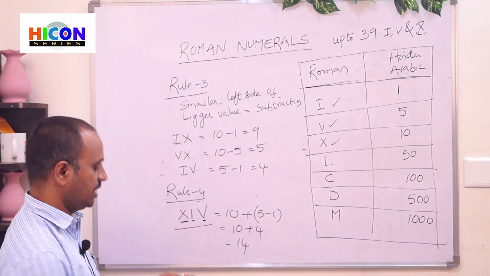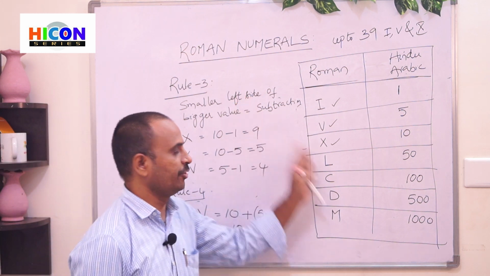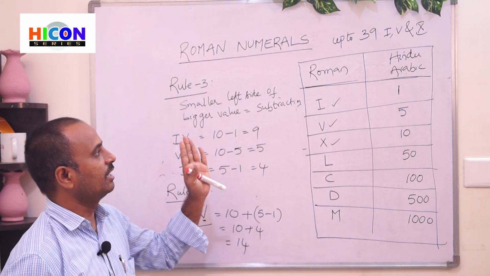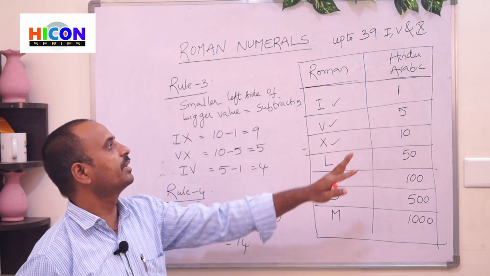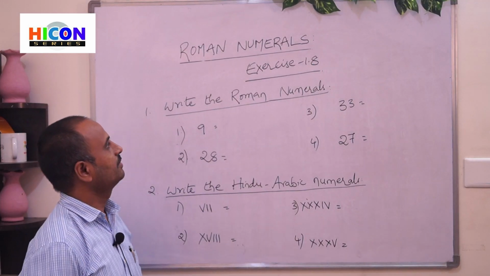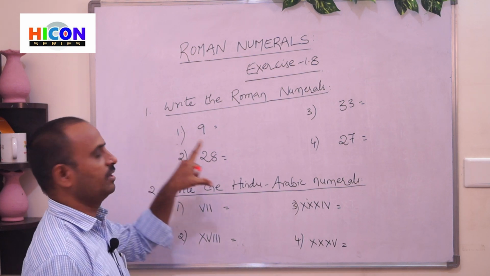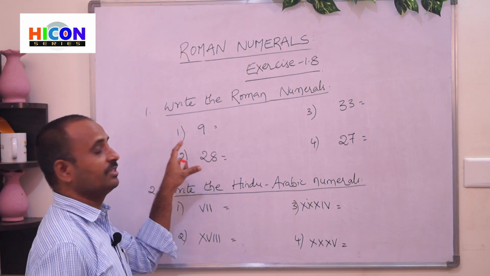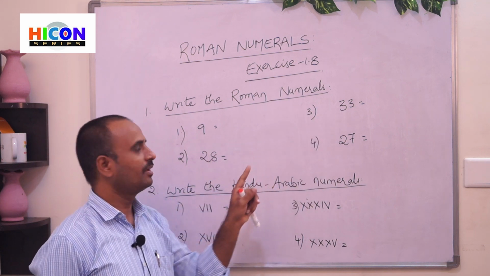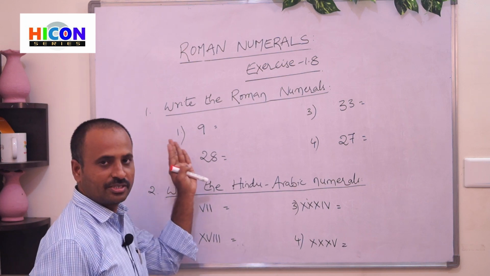So children, these are the 4 rules we have to keep in mind while converting Roman numerals into the Hindu-Arabic system. Let us practice some problems on conversion of Roman numerals into Hindu-Arabic numerals in the exercise part. So let us go to the exercise part. Children, exercise 1.8, the first section is write the Roman numerals. There are 4 problems given and we have to convert these Hindu-Arabic numbers into Roman numerals. Let us see how to convert these into Roman numerals.